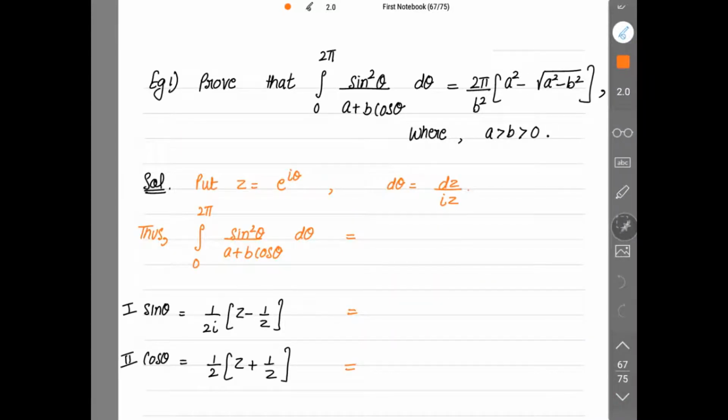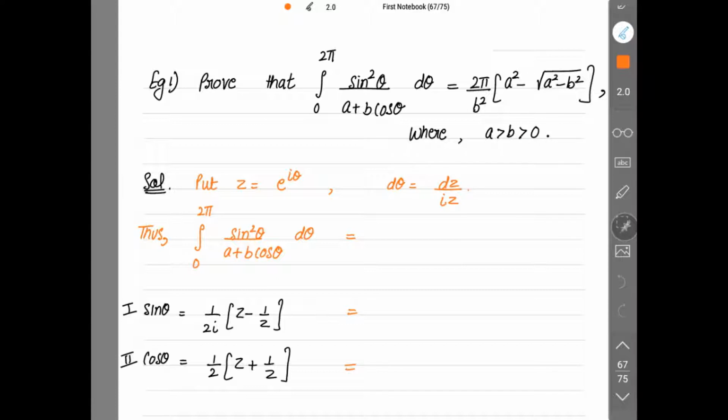Example 1. Prove that the integration from 0 to 2 pi of sine square theta over a plus b cos theta d theta is equal to 2 pi over b square into a minus square root of a square minus b square, where a is strictly greater than b and b is strictly greater than 0.